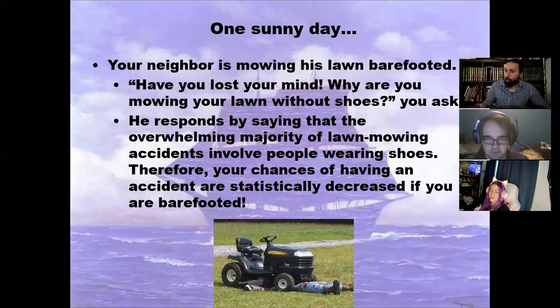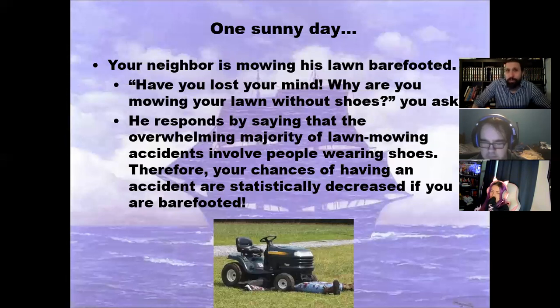Or how would we convince him otherwise? You can say, for instance, well, there's a few ways you can proceed. One way is that he's making a sort of causal argument that there is somehow a strong correlation or a necessary causal connection between shoes and lawn mowing accidents, and you can start to analyze that connection. Is there really such a connection? What would the connection be? Doesn't seem to be one.